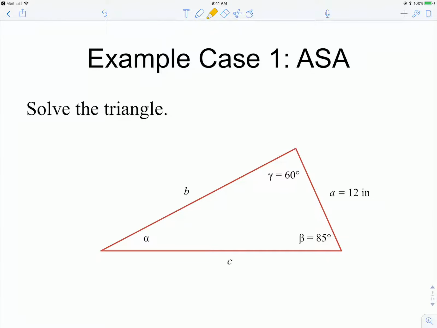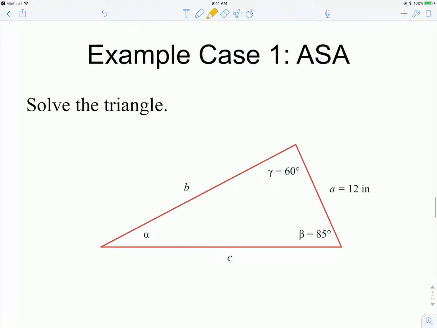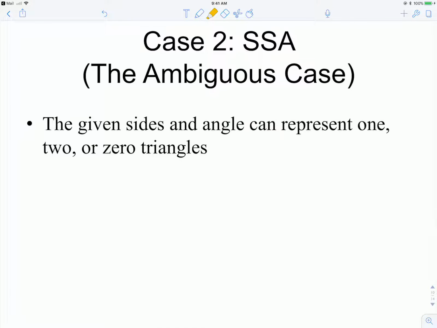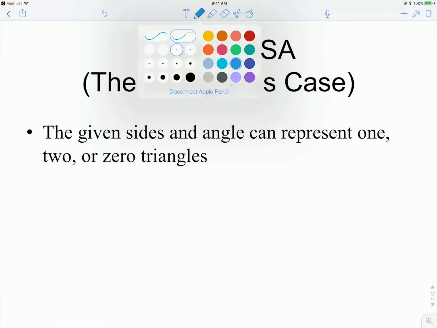Okay, this is also still case 1, just another example where we're given angle, side, angle. So you can find alpha first and then go ahead and use law of sines to find side C and side B. But let's look at case 2, the ambiguous case. It's called the ambiguous case because the given sides and angle can represent 1, 2, or no triangles.